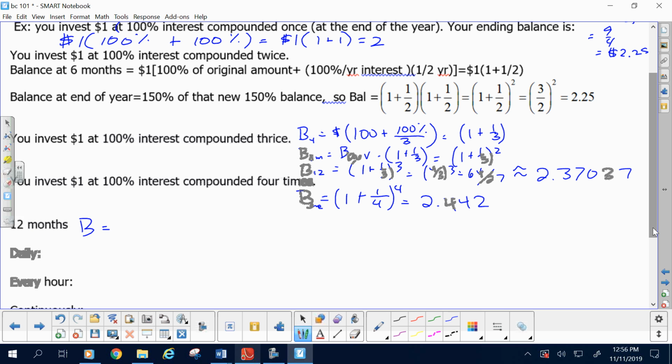If you compounded 12 times, once every month, then what would the calculation look like? 1 plus 1/12. What's this one for again? That's the initial. You get your original 100% back. This then is what? That's the interest. It's 100% divided among 12 equal pieces. How many times though? Because it's compound. Well, what's that equal to?